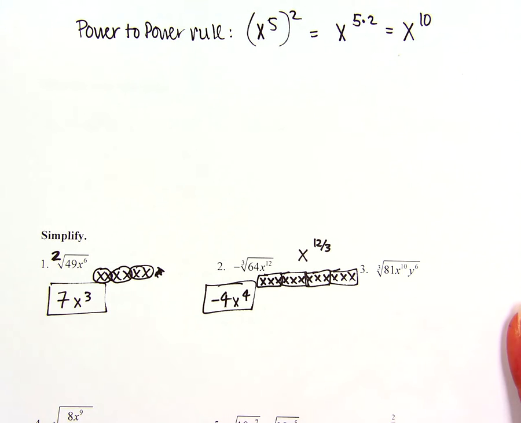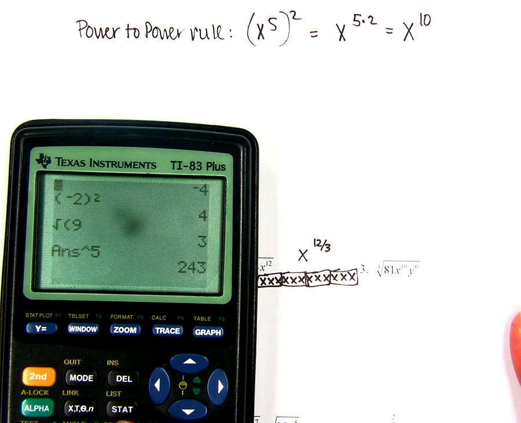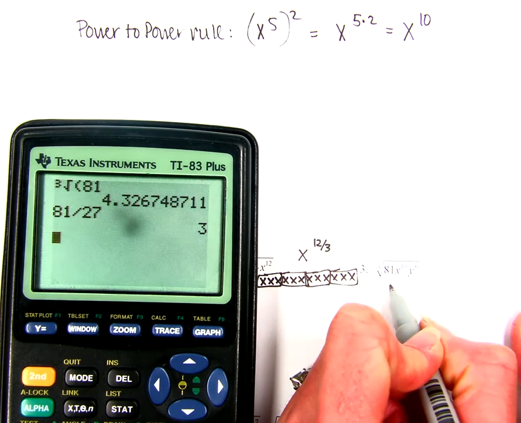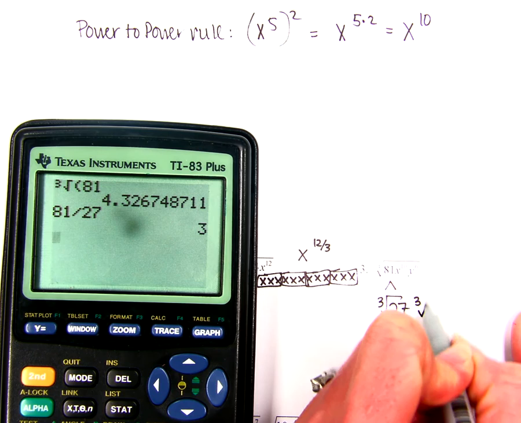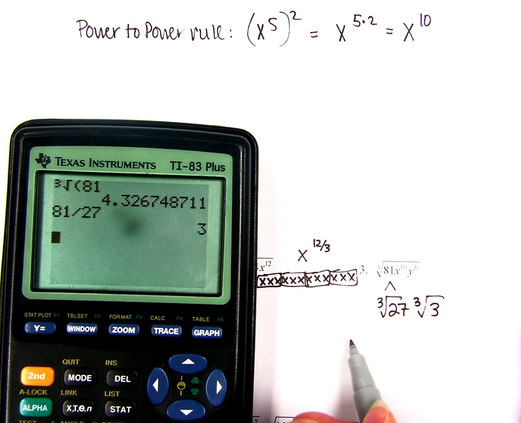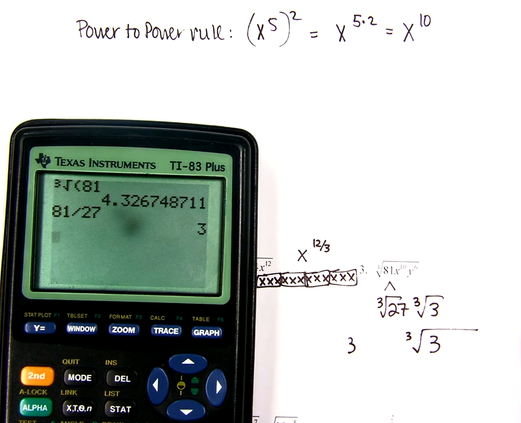All right, for problem number 3, we've got the cube root of 81. Now, the cube root of 81, that doesn't give us an integer. So we're going to have to figure out, is there a perfect cube that goes into 81? And a perfect cube that goes into 81 is 27. So this could be rewritten as the cube root of 27 and the cube root of 3. The cube root of 27 is 3. And then left over inside the radical is 3.